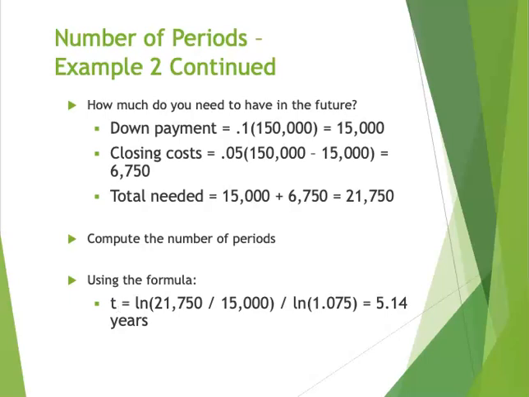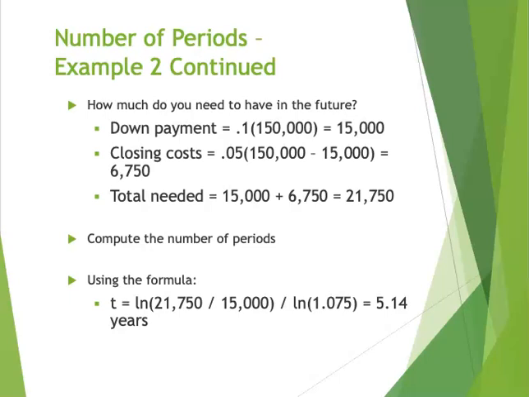So we would do ln of future value divided by present value, which is the $21,750 divided by the $15,000, and then divided by ln of 1 plus r. Our interest rate was 7.5%, so 1.075, which will give us 5.14 years.